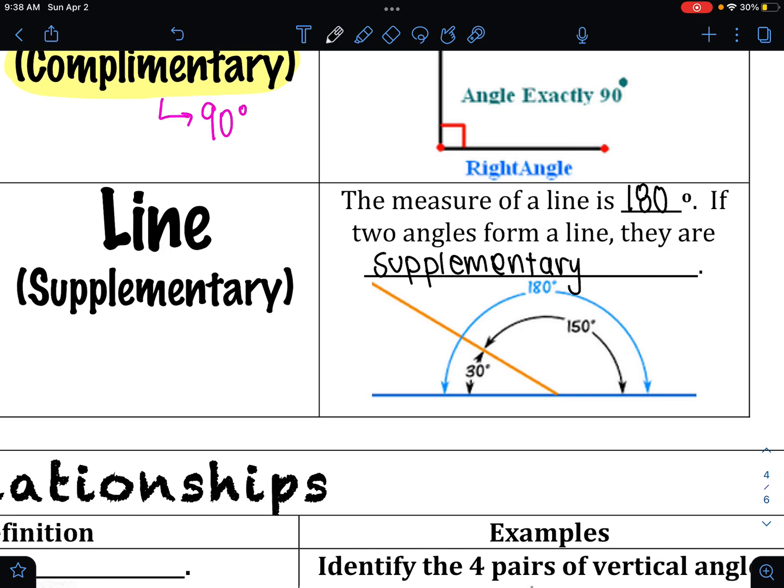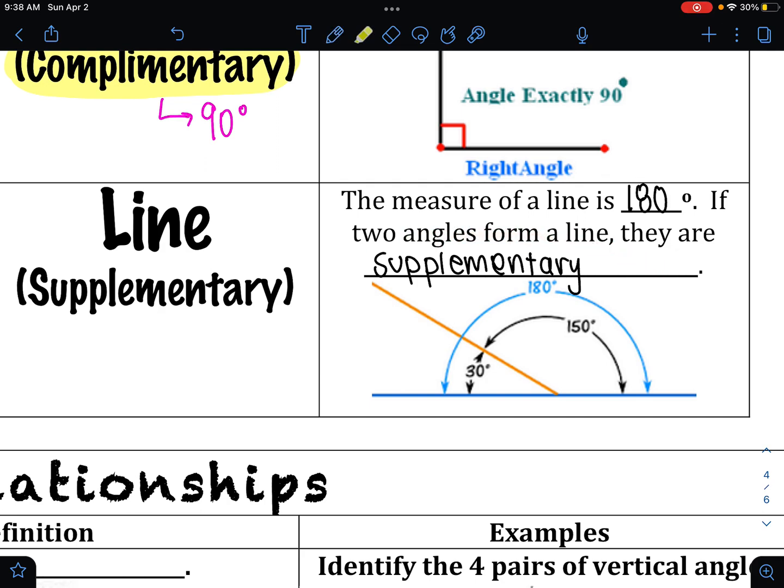Supplementary. So as you can see in this visual down here, we've got this straight line. So that's going to measure 180 degrees. And then if I have this line in the middle, this angle is 30 degrees. This angle is 150, and we know that 30 plus 150 equals 180. So 30 degrees and 150 degrees are supplementary.